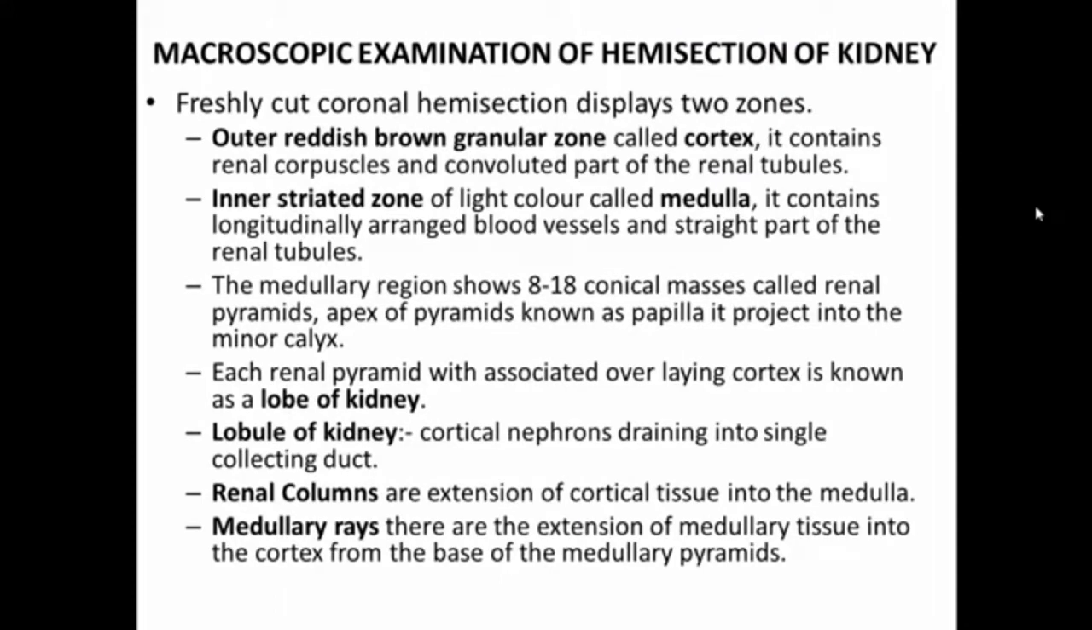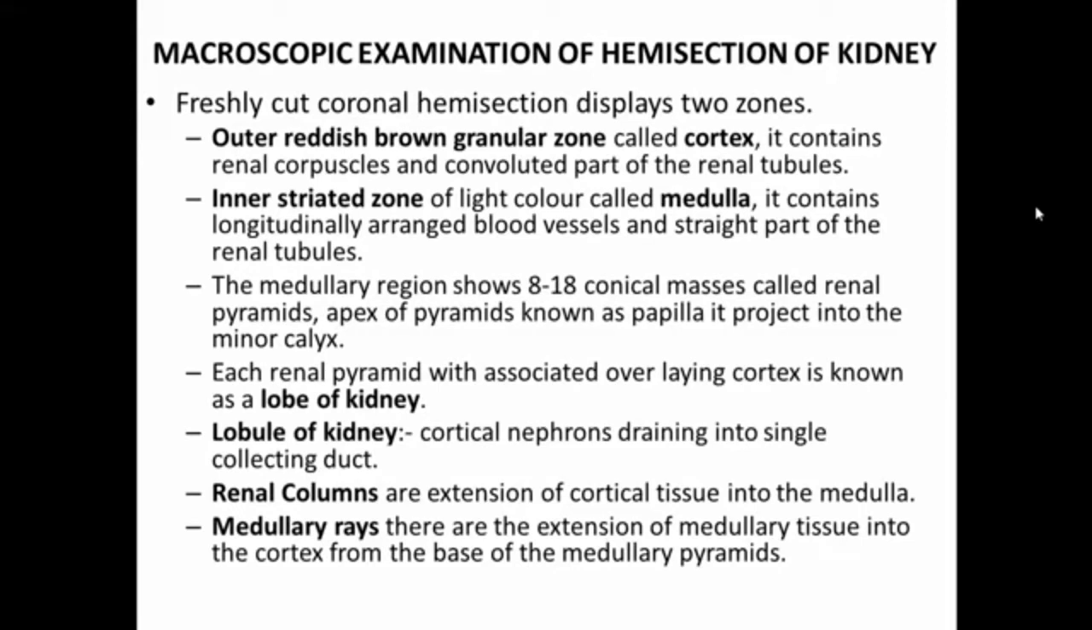And this is again the macroscopic examination of the hemisection of the kidney. That freshly cut coronal section displays two zones, the outer reddish-brown granular zone called the cortex. It contains renal corpuscles and convoluted parts of the renal tubules. The inner striated segment of light color, called the medulla, contains longitudinally arranged blood vessels and straight parts of the renal tubules. Medullary region shows 8 to 18 conical masses called renal pyramids. The apex of the pyramids, known as papillae, projects into the minor calyx.